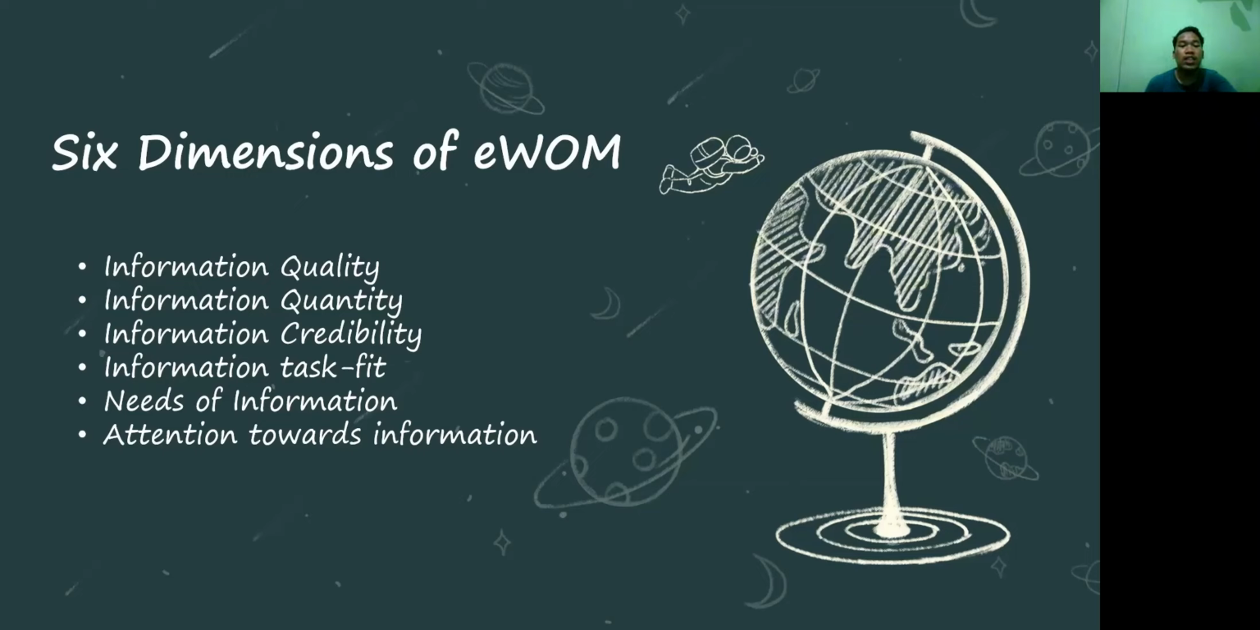And the last is attention towards information. There is 0.965 contributing to the dimension of attitude or attention towards information. They are helpful for decision making when they choose the best 2024 presidential election candidates.